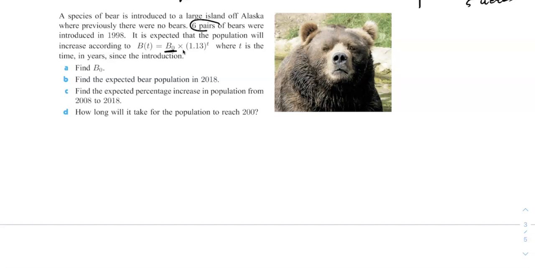Well, they told us 6 pairs of bears. So is this pairs? This is a population of bears. So B0 is going to be 12, right? 6 pairs, so 12 bears total. Find the expected bear population in 2018.